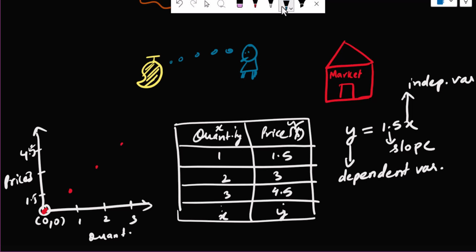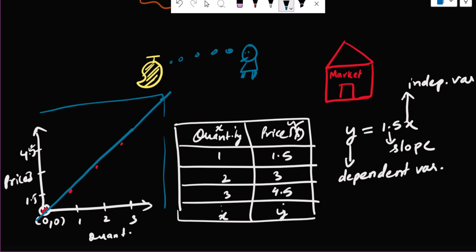We can draw a line between these points. With the help of this visualization, we realize that all the points lie on the line, and that is why we call it linear. And with the help of this line we can calculate the price of any quantity of mango.